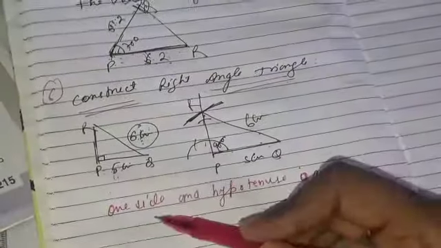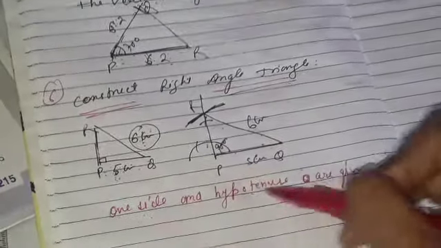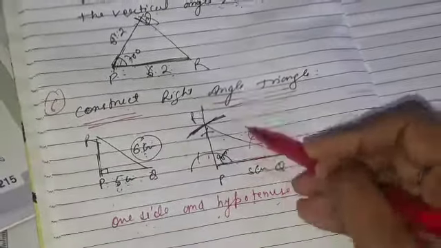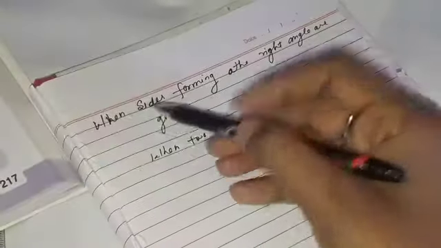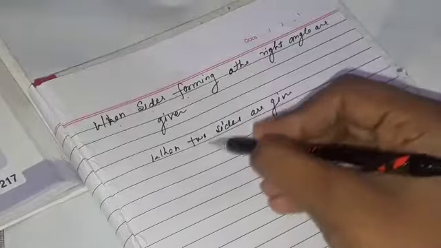So class, in this right angle triangle they gave you one side and the hypotenuse. So when one side and the hypotenuse are given, at that time you have to create your right angle triangle like this. Class, the second condition is when the sides forming the right angle are given. It means when two sides are given.